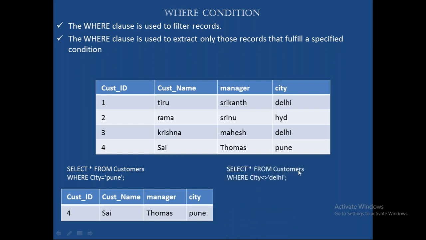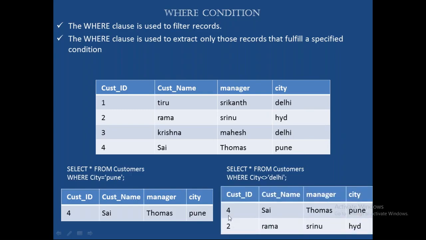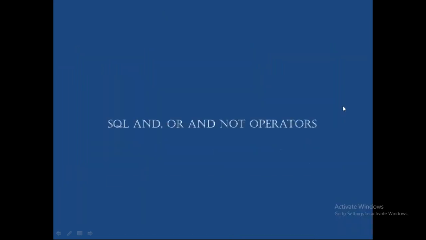Select star from customer where city not Delhi. So it's a reverse. This time it's not where city equal to Delhi, it's not equal to Delhi. Wherever city is not Delhi, I want to get all the remaining records. If you look at here, the first record and third record is Delhi. So apart from 1 and 3, I need to get all the remaining records. Okay, 2 and 4 I will get here. You understood? Okay, this is how we are going to apply the filters.